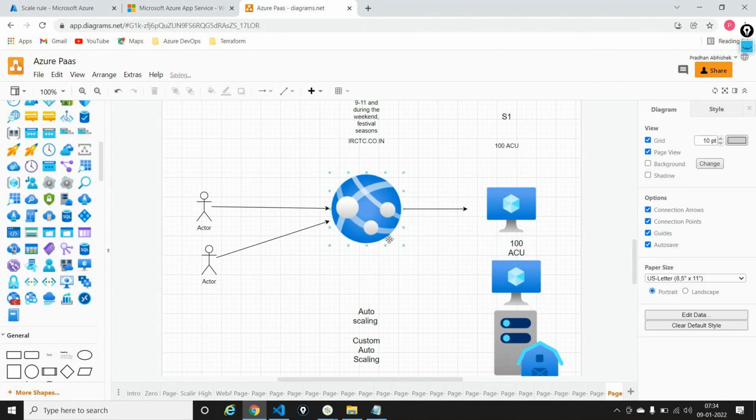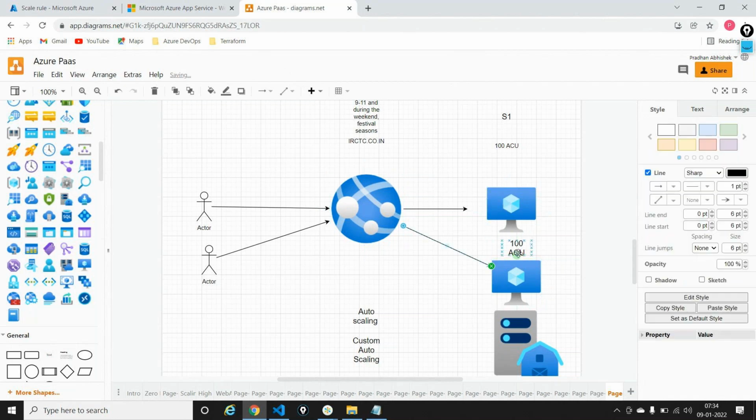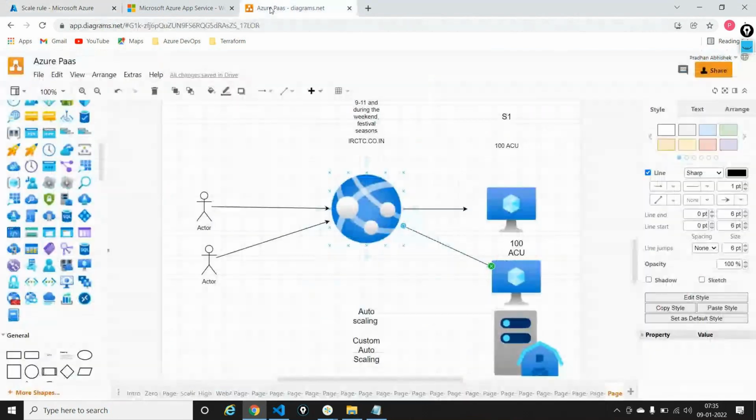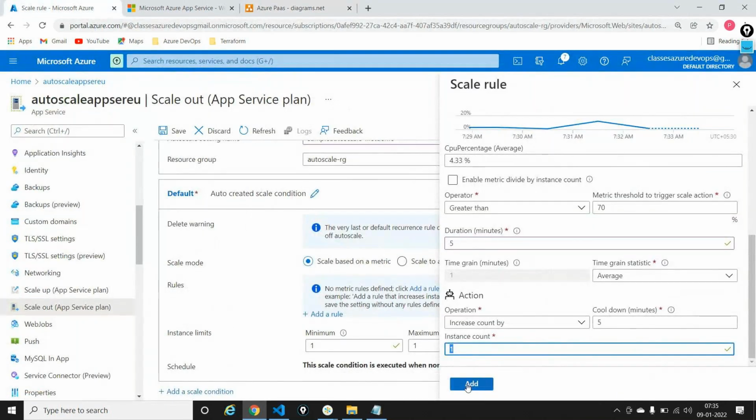So that my load can now be distributed between these two. Right now I do not have 100 effectively, I have 200 ACUs, which can now handle all my requests. And I'm saying, okay, fine, increase the instance count by 1, meaning every time this happens, your load balancing internally will check both the machines, see the health of both the machines, and then accordingly scale my applications up. So I'm adding this rule.